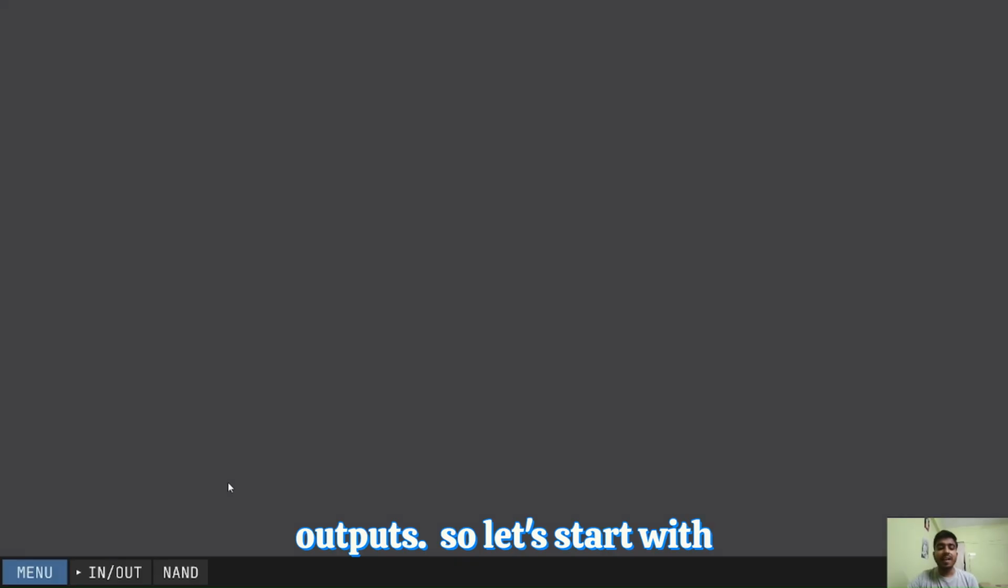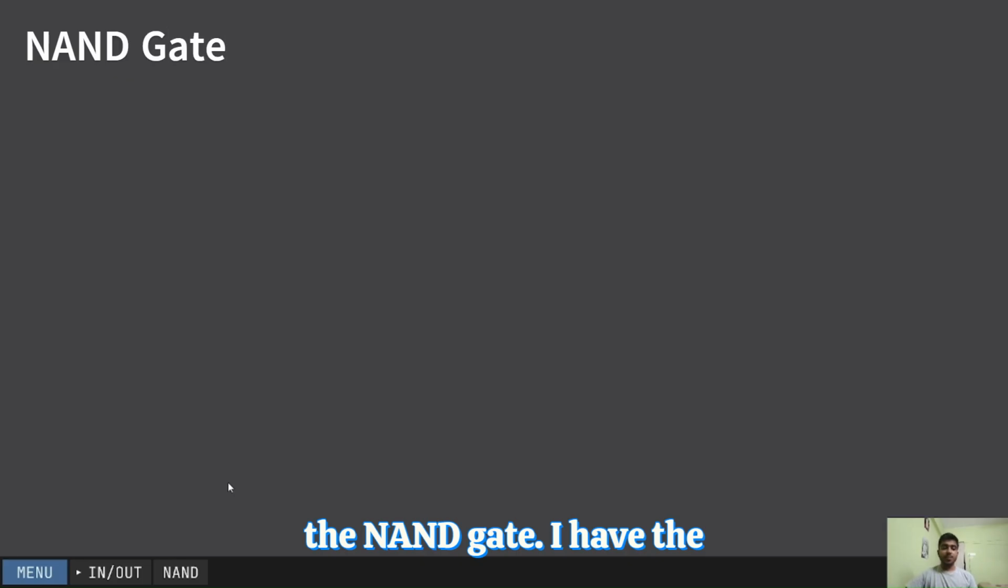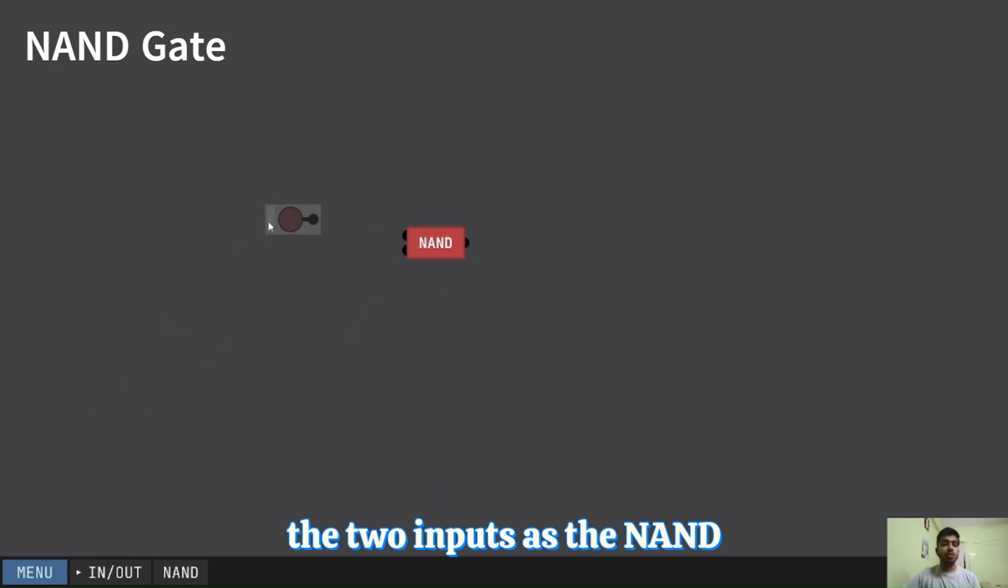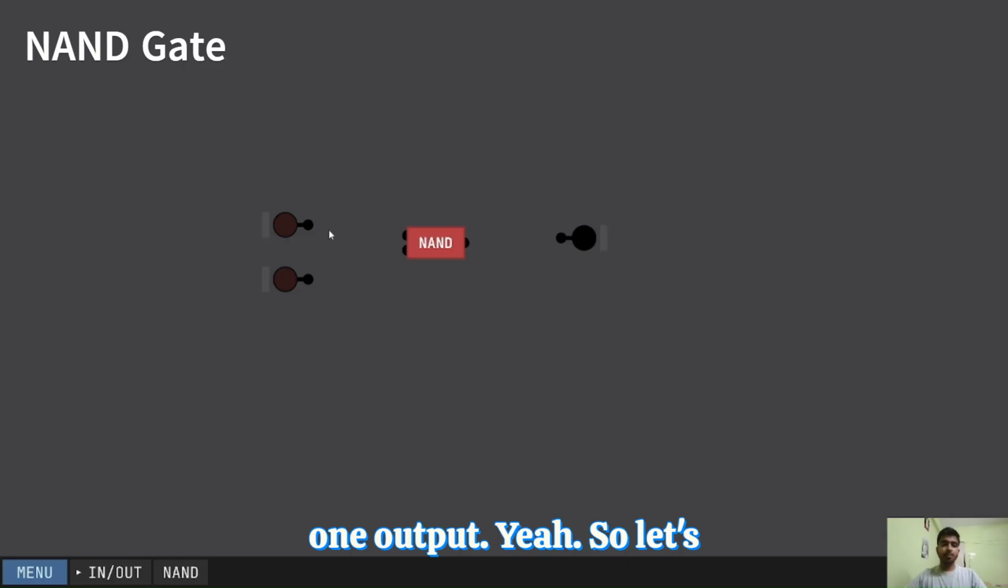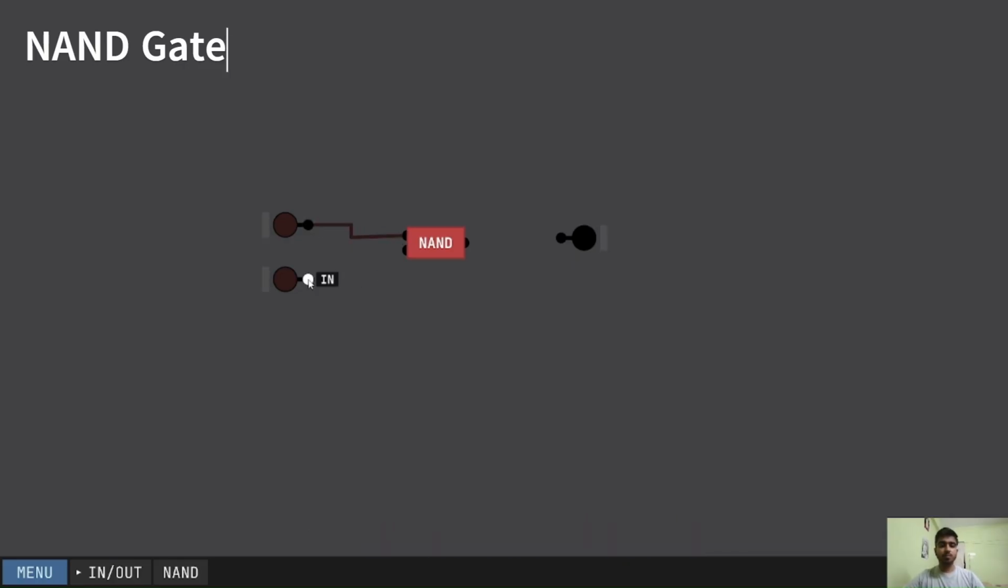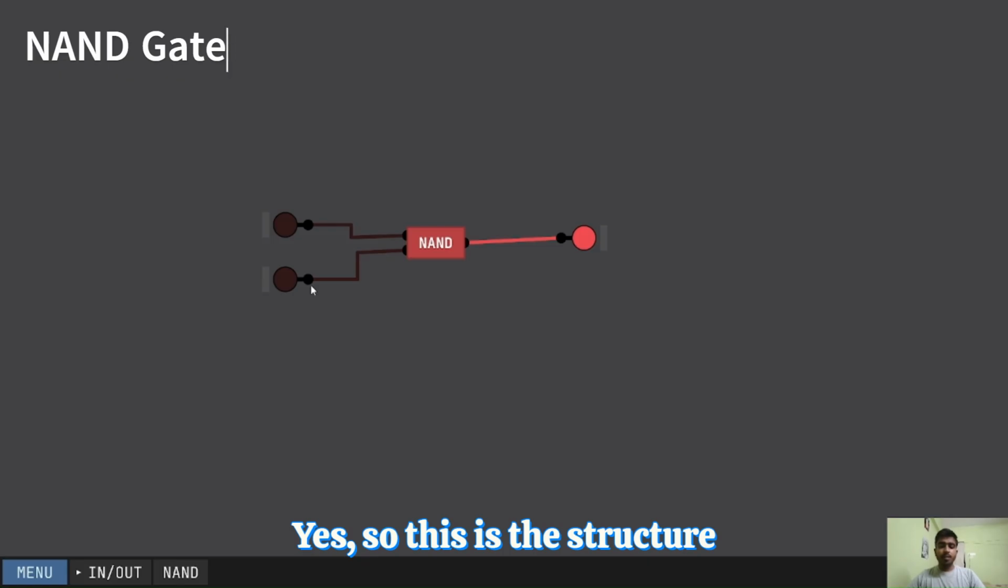Okay, so let's start with the NAND gate. I have the NAND gate here. I will place the two inputs, as the NAND gate consists of two inputs with one output. So let's connect with this. Yes, so this is the structure of a NAND gate.